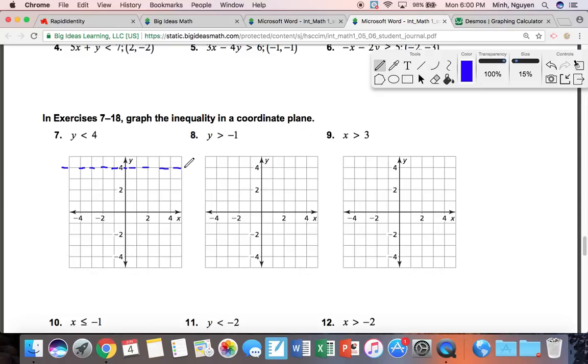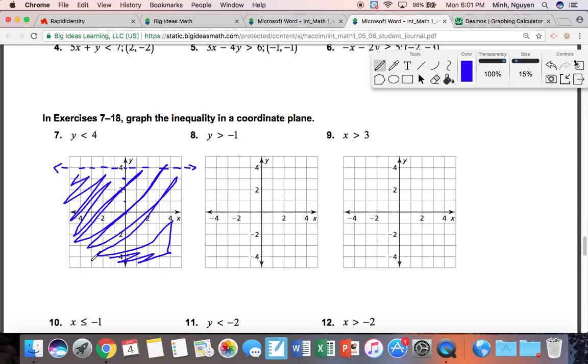And I'm making the line, but the dashed line means it's not a solution. And it says less than, so if you think about the y values, 3 is less than 4, 2 is less than 4, 1 is less than 4, 0, and all these numbers are less than 4. So I'm actually going to shade in all this, and that's it. Erase that bit.